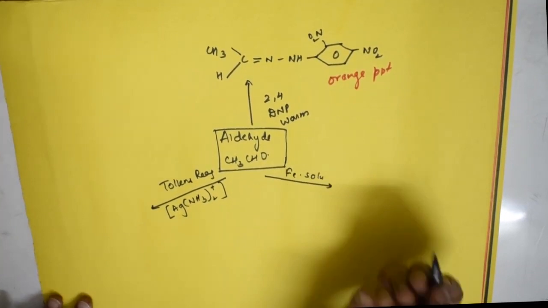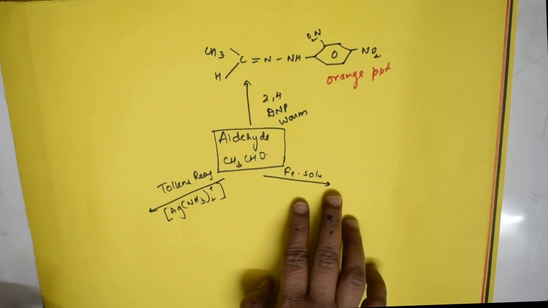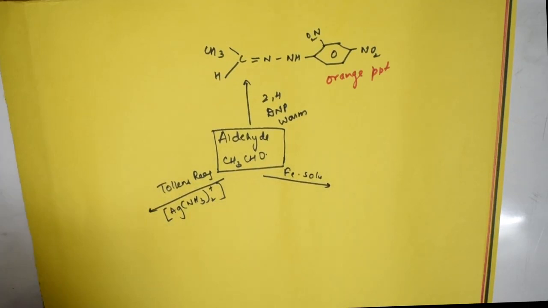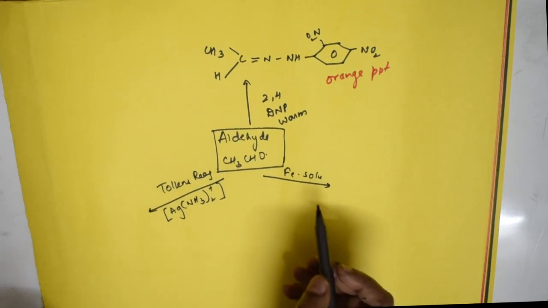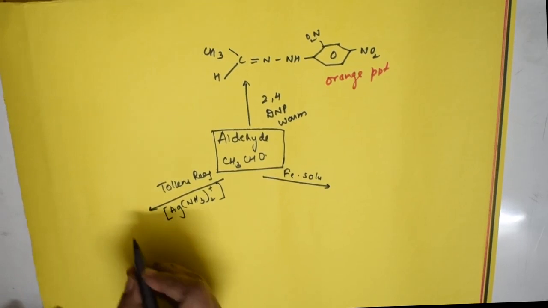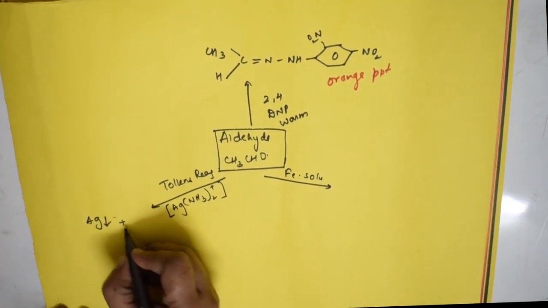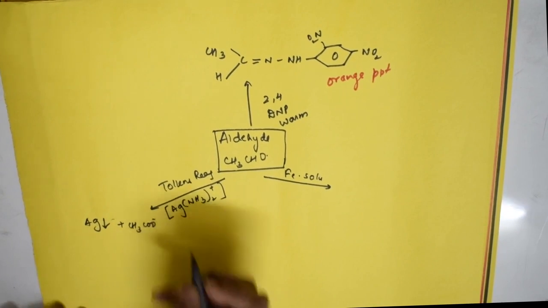What is Fehling's solution? We have Fehling's solution A and Fehling's solution B. Here is Fehling's solution and here is Tollens' reagent. What happens in the Tollens' reagent? I did one video on Fehling's solution. I am just writing the products here. Please go to the aldehyde playlist and watch the Fehling's test and Tollens' test. Here you get silver deposits, the silver mirror test, and CH3COO minus comes out.